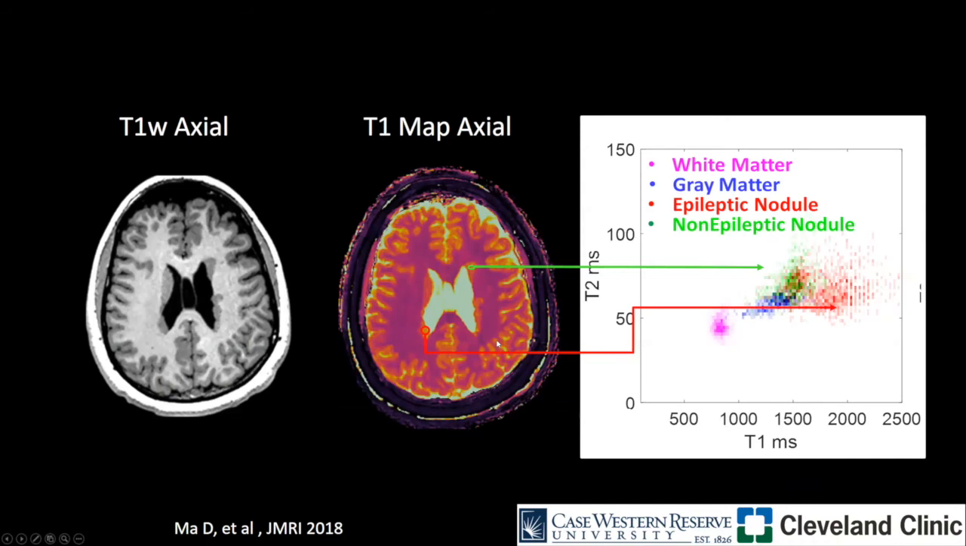Because it's a quantitative scan, we could also characterize lesions in the epileptic nodule and non-epileptic nodule and the surrounding normal tissues. So here includes white matter and gray matter. And using the T1, T2 numbers, we'll also be able to characterize the lesion. As you can see, epilepsy nodules here have a very distinct cluster as compared to non-epileptic nodules and normal tissue types.